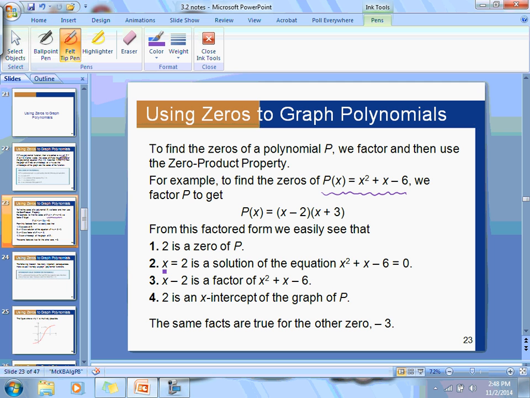It also tells you that x equals 2 is a solution to the equation. It tells you that x minus 2 is a factor. And it tells you that 2 is an x-intercept. And it would tell you the same information for negative 3 as well. Negative 3 would be a zero. X equals negative 3 is a solution to the equation. X plus 3 is a factor. And then negative 3 would be your other x-intercept. So when you graphed it, this parabola would go through the x-axis twice. It would cross it at 2 and at negative 3.